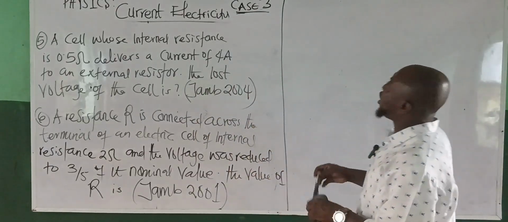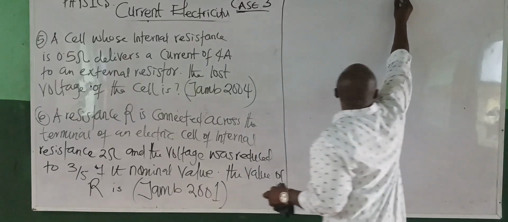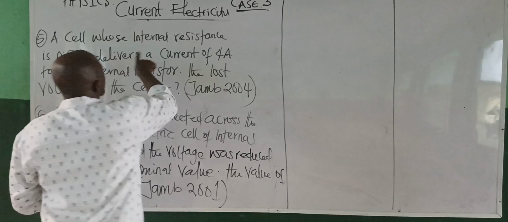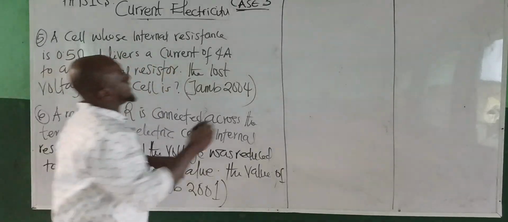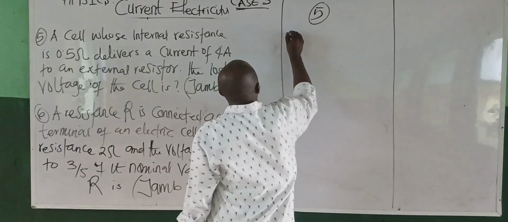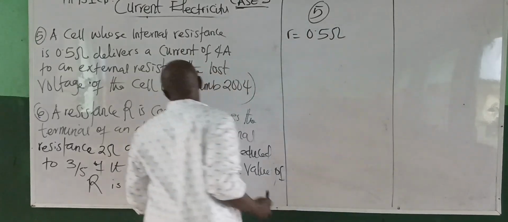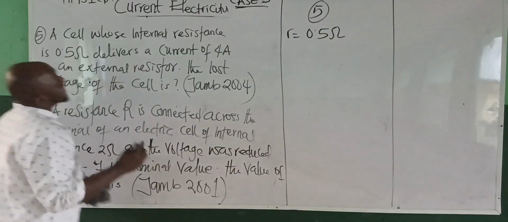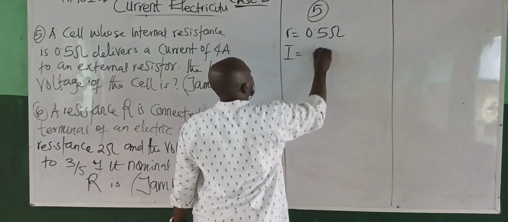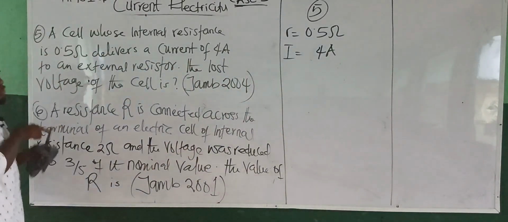So what do we do in number 5? We want to solve number 5 here. We are told in this case that a cell whose internal resistance is this, delivers a current of 4 ampere.